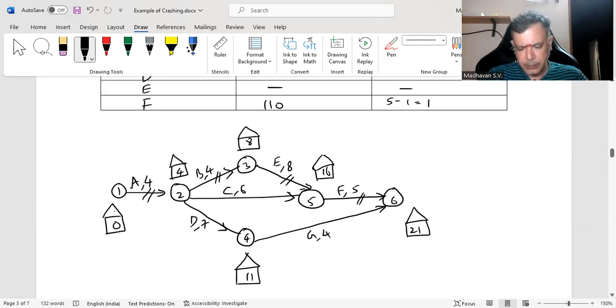Start backward. I will start with the 21. Now 21 minus 5, it is 16 only. Here only one back arrow. 21 minus 4, it is 17. Then at 3, only one back arrow. 16 minus 8, it is 8. Then at 2, there are 3 back arrows. 8 minus 4, which is 4. 16 minus 6, it is 10. 17 minus 7, it is 10. So I need to choose the least, which is 4. So here it is 0.